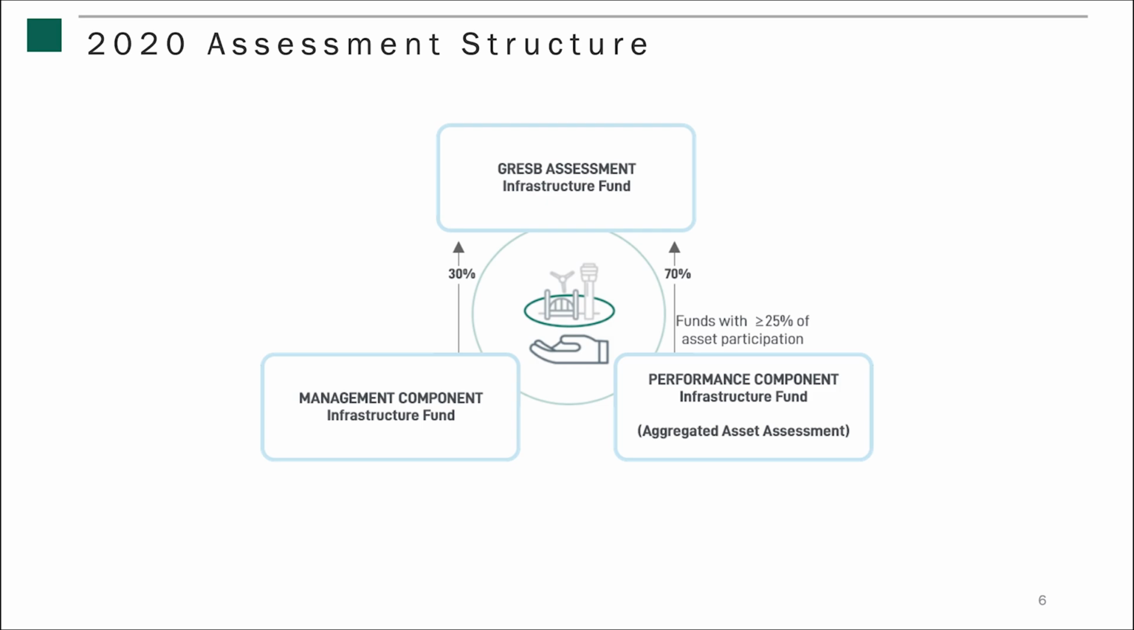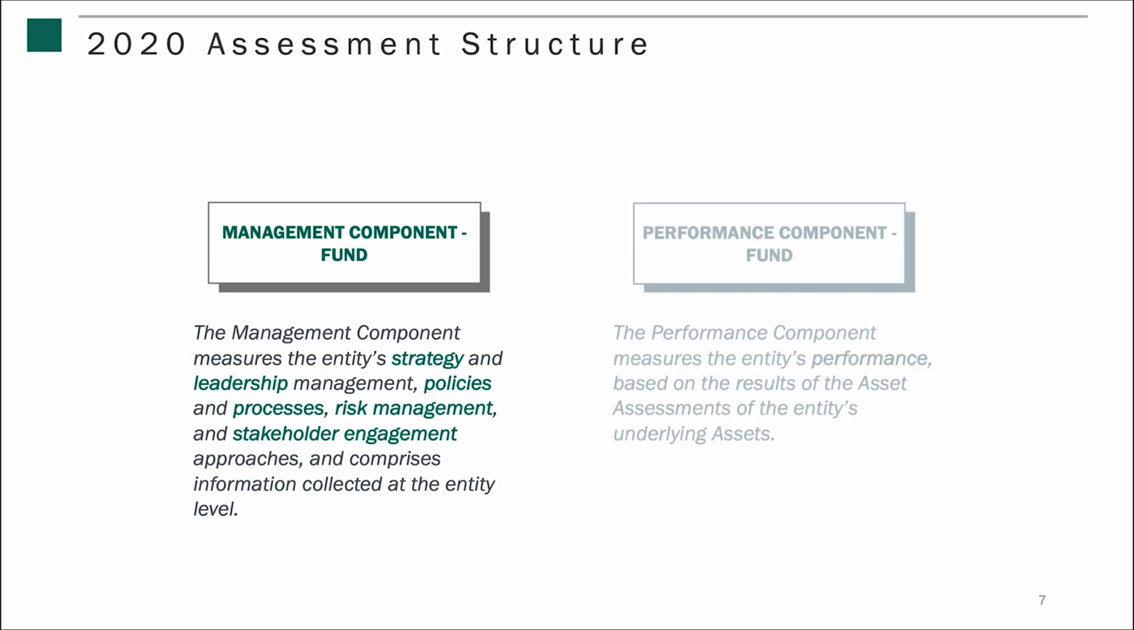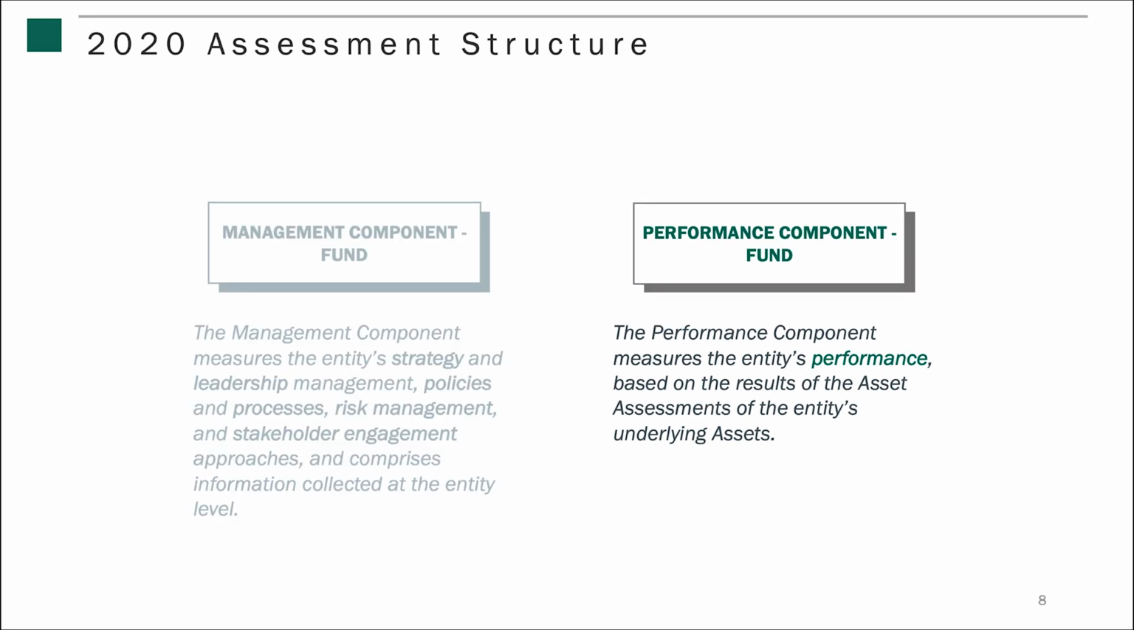We have renamed the scores for greater clarity and made the management component score out of 30 and the performance score out of 70, such that they simply add together to form the fund's GRESB score. The management component measures the entity's strategy and leadership, management, policies and processes, risk management, and stakeholder engagement approaches, and comprises information collected at the entity level. The performance component measures the entity's performance based on the results of the asset assessments of the entity's underlying assets.